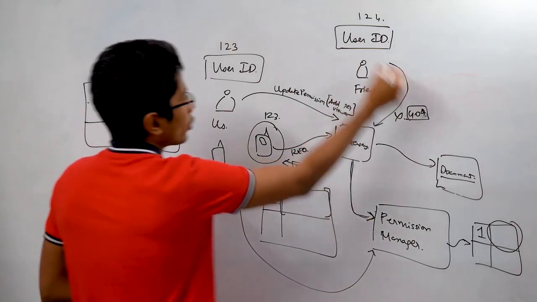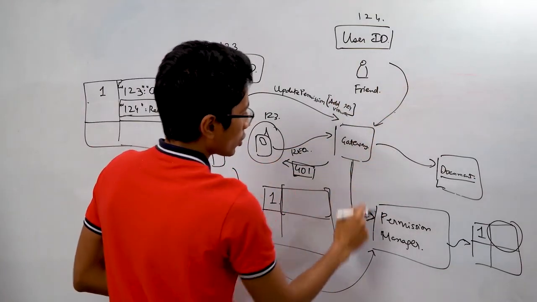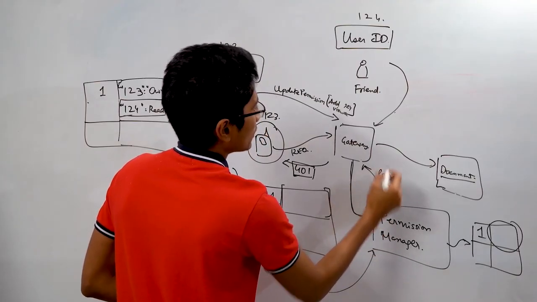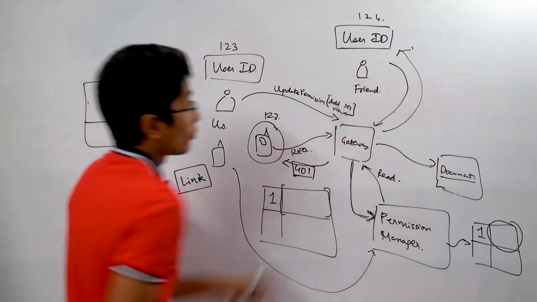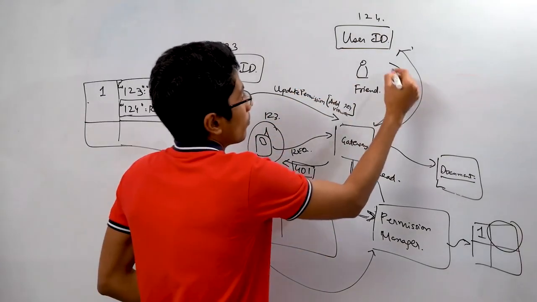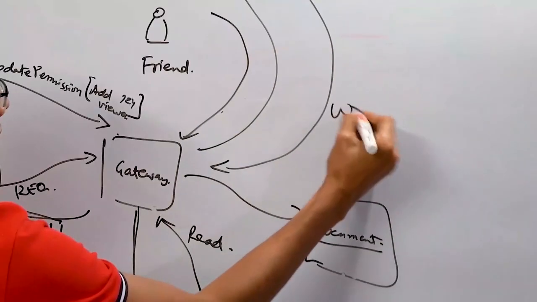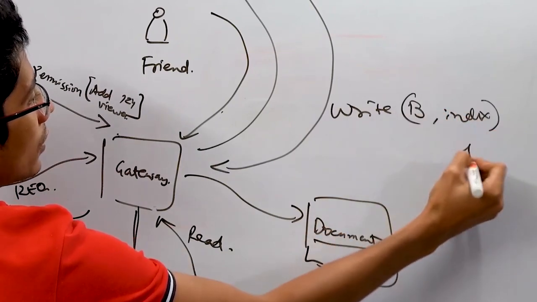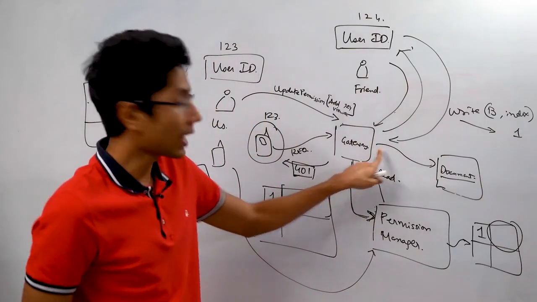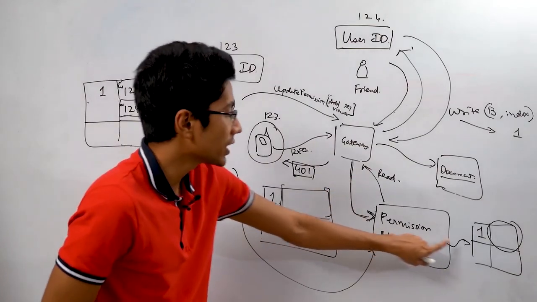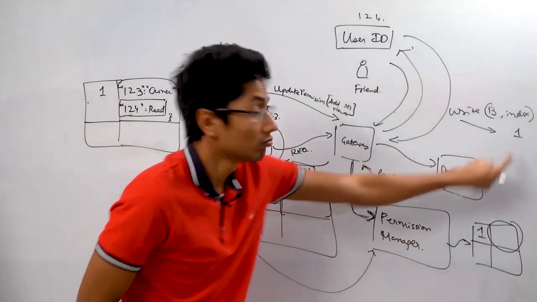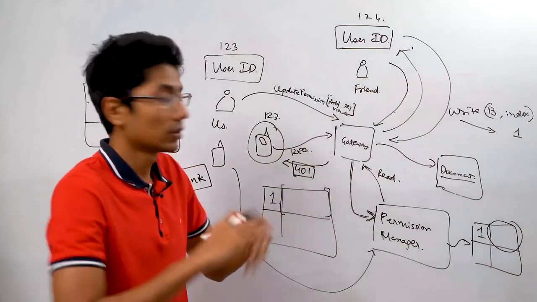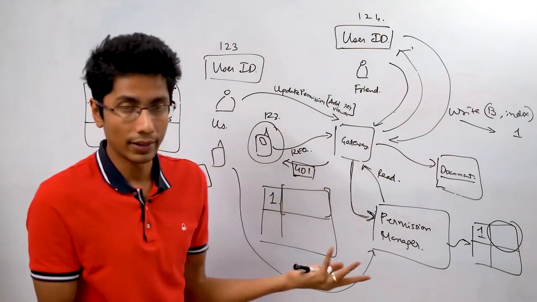When 124 makes a request, it's going to go through to the permission manager, which is going to return the response that, okay, you have read access. Now, if 124 sends another message saying please write B at index in document ID 1, then all requests, like we said, are going to go through the permission manager. It's going to see that, okay, document ID 1, you don't have permission to write, unfortunately. This request is going to fail. 401, you're not allowed to write in this document.